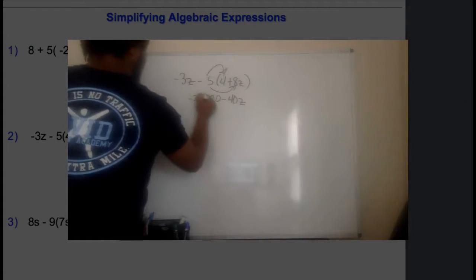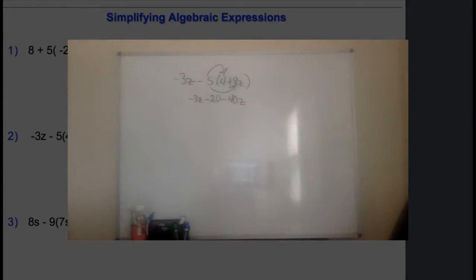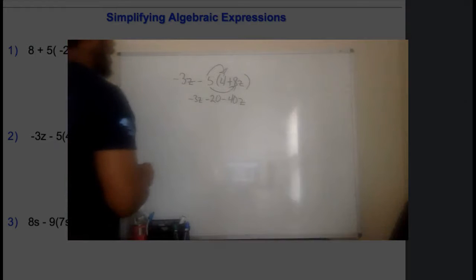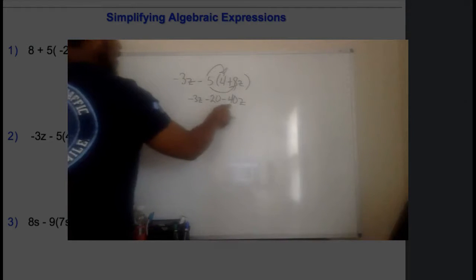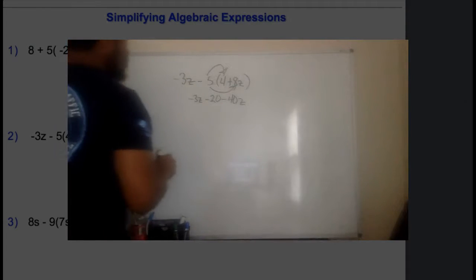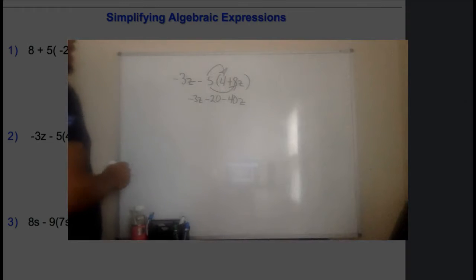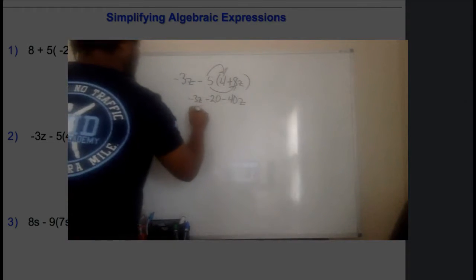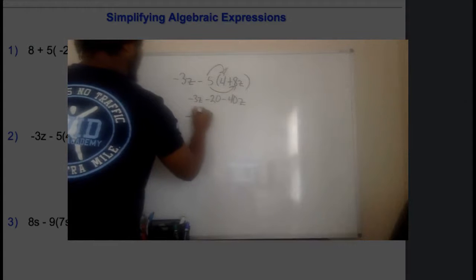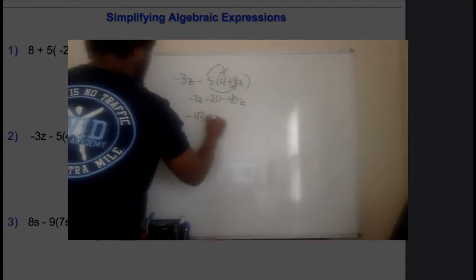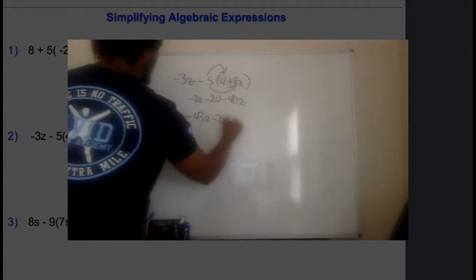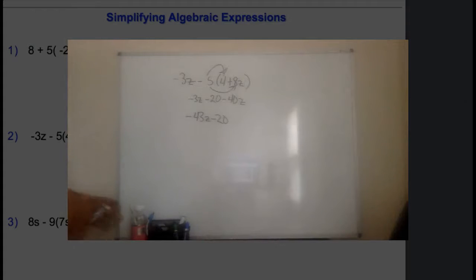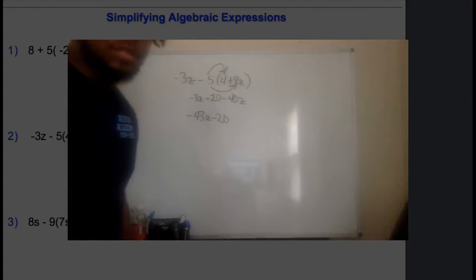And now we combine our like terms. So you have negative 3z and a negative 40z. You combine those. Remember, a negative and a negative, that means the signs are the same, so you're going to add those. So that becomes a negative 43z minus 20, because we don't have anything to combine that 20 with. Okay, so that's basically what we're looking at for this week.